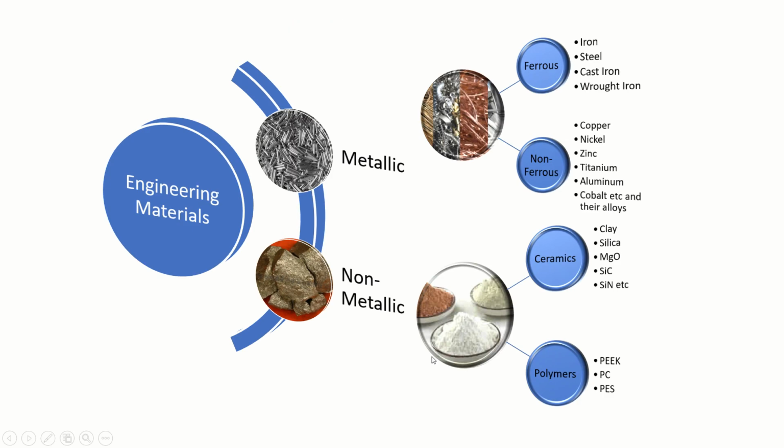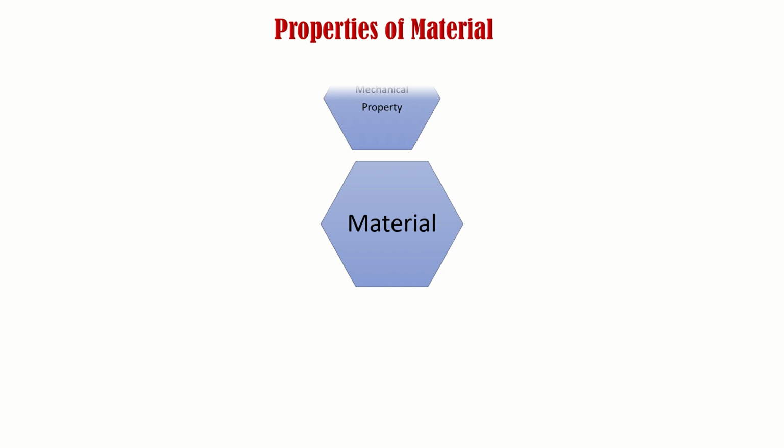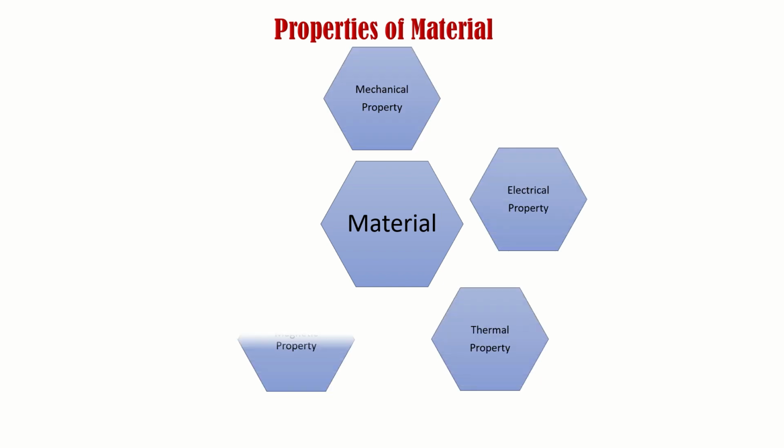Now we will see the properties of materials. We have seen different materials and how they are categorized. Majorly, these materials are categorized based on their properties. When we focus on a material, five different properties play a major role: mechanical property, electrical property, thermal property, magnetic property, and optical property.